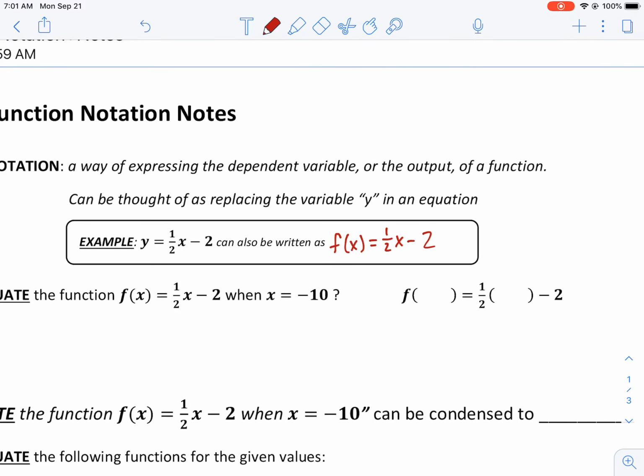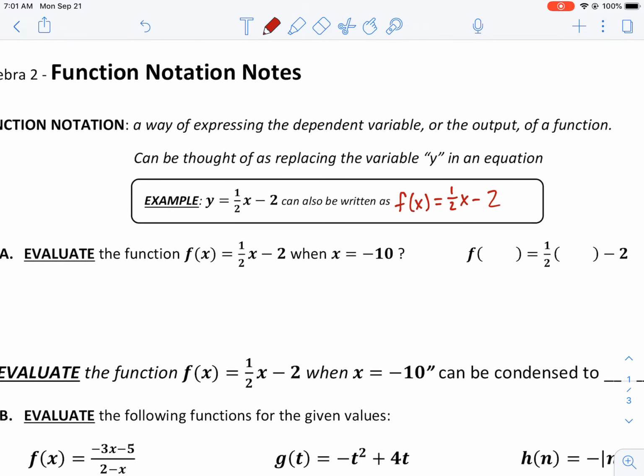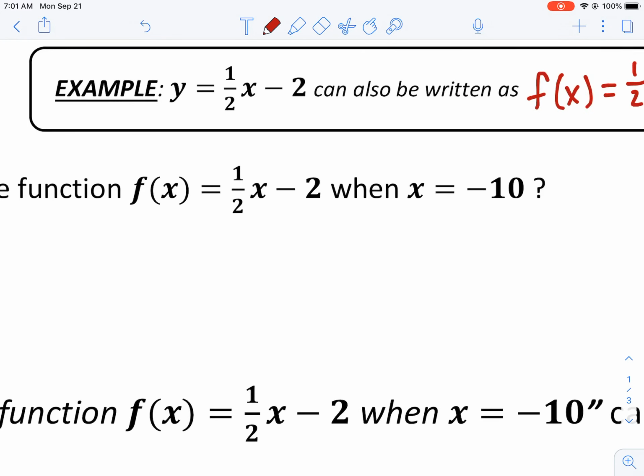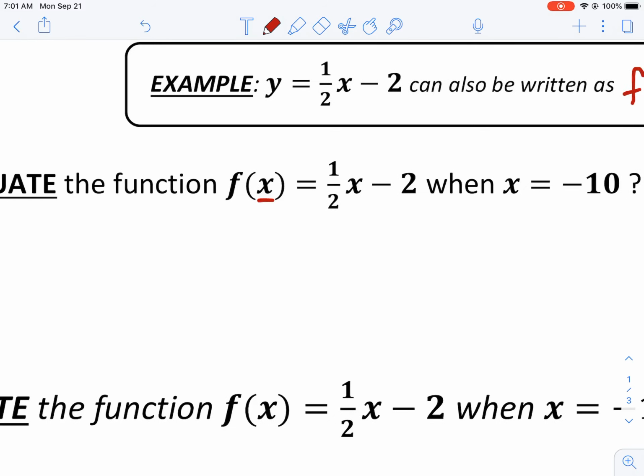Now, the reason that this is useful is because f of x shows input and output, all right? X is your input of your function. F of x is your output. So if you look here, it says, what happens when x equals -10, okay? Well, x equals -10, right? X goes right here. So the way that we write this is that we write f of -10, okay?